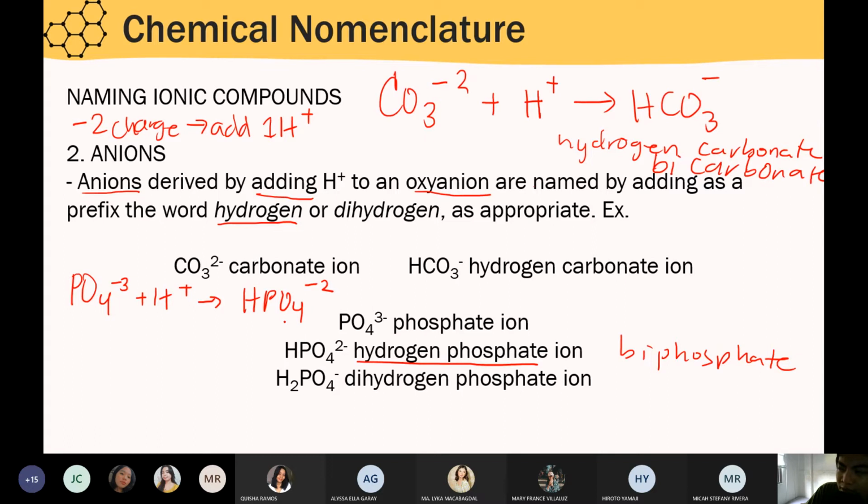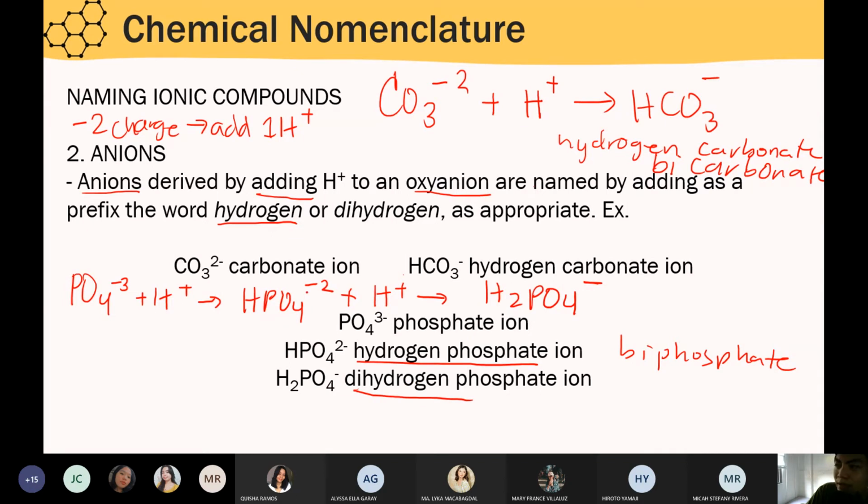Is it possible for me to add another H plus? Yes, no? So let's see. If I add one H plus again, the formula will now look like this. So this is -2 plus 1, that will be -1. So as you can see, it still has a negative charge. Now may negative charge pa rin siya. So I can still use this second rule, because this is still an anion. So what will be the name? If I added 2 hydrogens, then the name will now be dihydrogen phosphate na. Wala na siyang biphosphate. It will now be called dihydrogen phosphate.